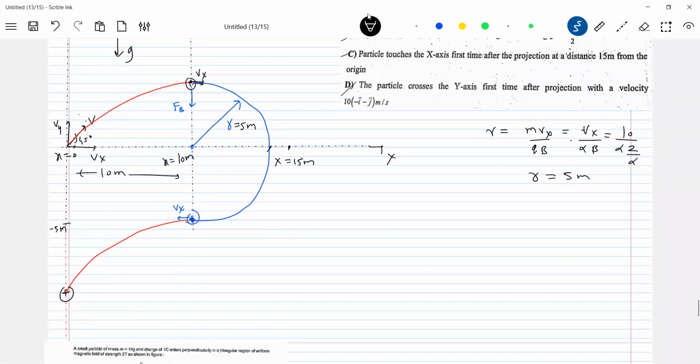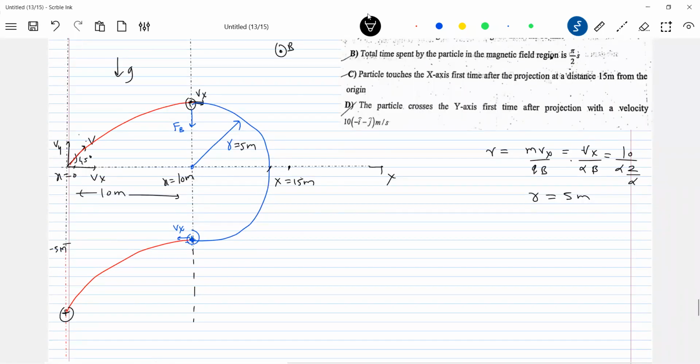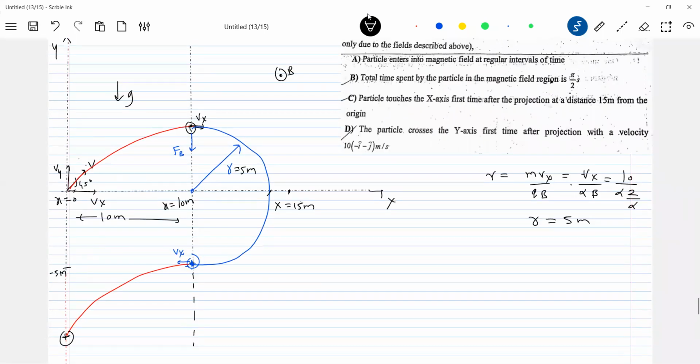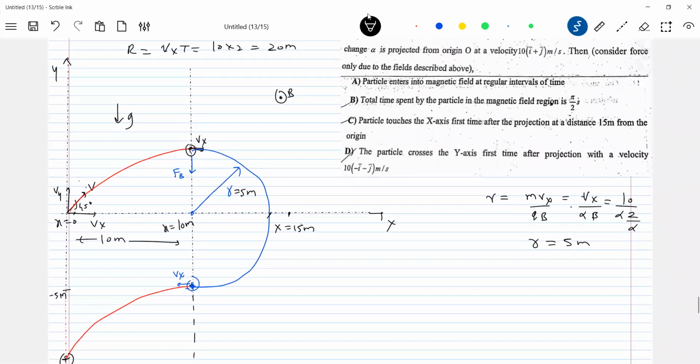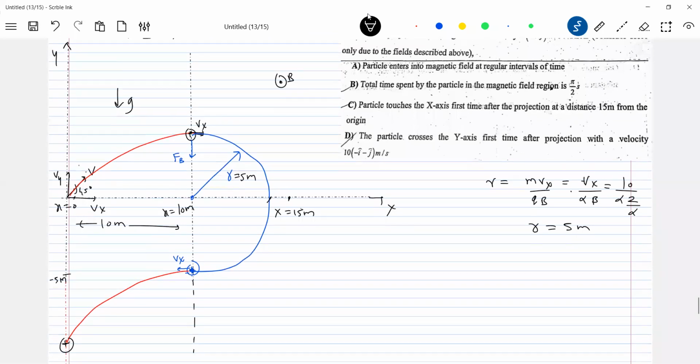So then again it is asking a few things, and particle enters into the magnetic field at regular intervals of time. Shall we pick up option A? I think really it is testing you. Again, will it retrace the path? Not there, no. It's going to continue the parabolic path here. So there's a parabolic, semicircle, parabolic.